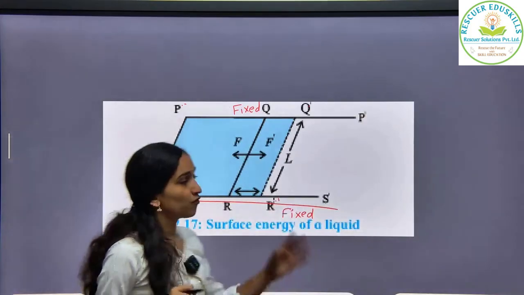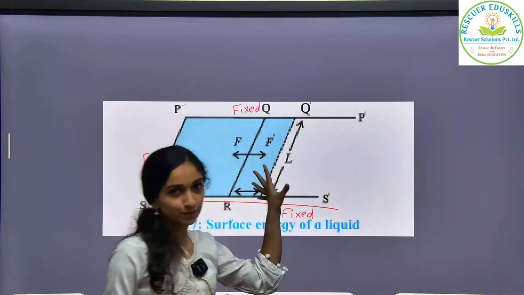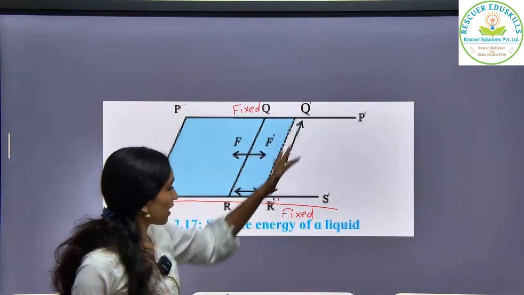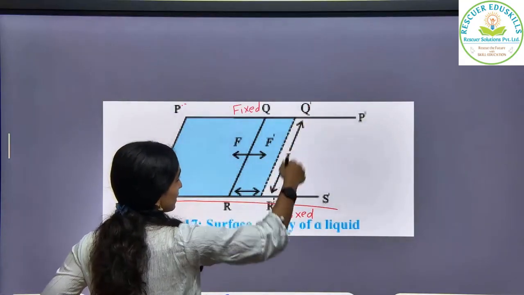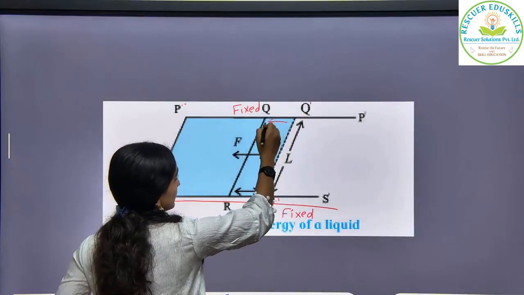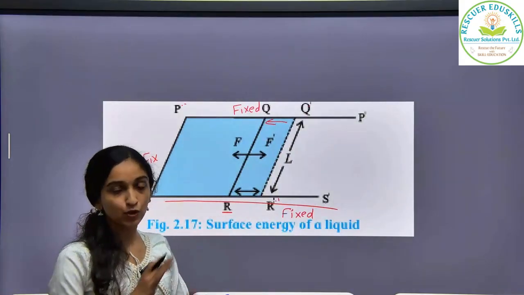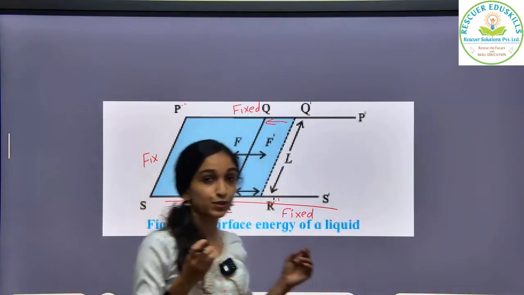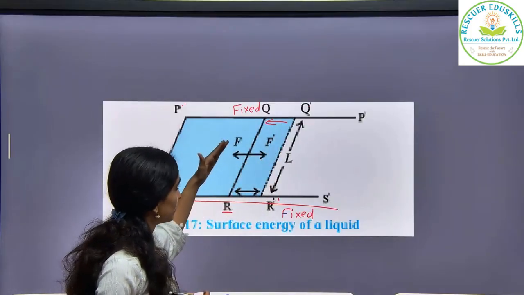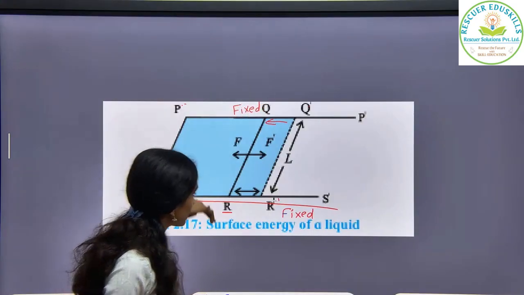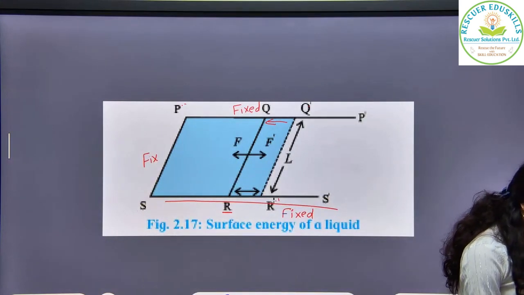So when we apply this layer of soap on this frame, what is happening? This Q and R dash line is being pulled inward. It moves inward and goes to this position, which is Q and R. Because the soap layer is applied and reduces the surface tension, it is being pulled inward, as you can see in this diagram.